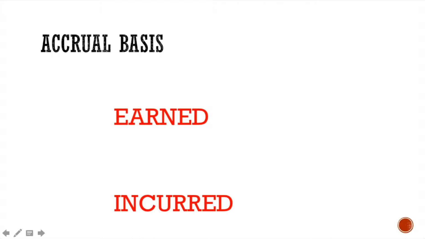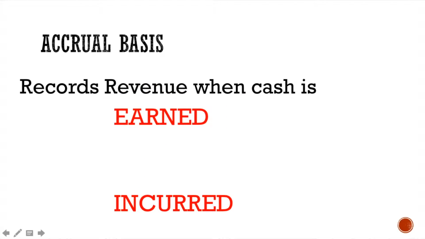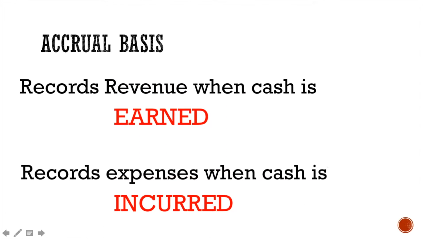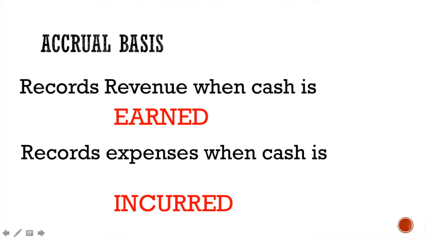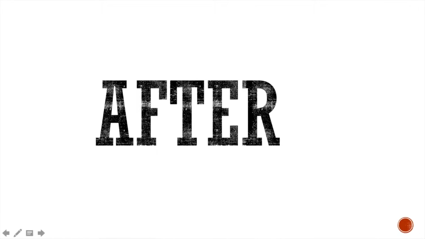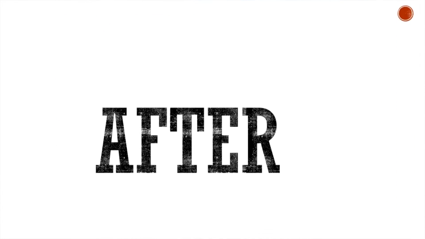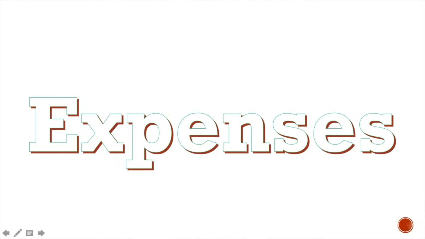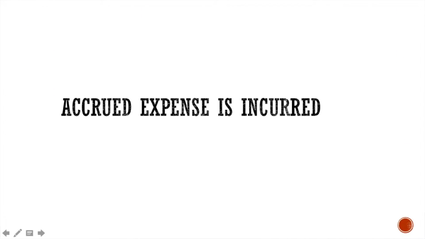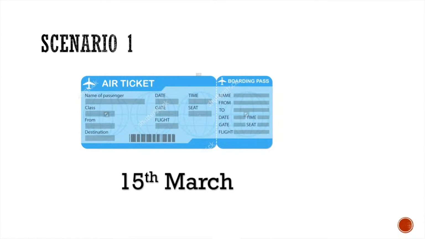Accrual accounting records revenue when it is earned and records expenses when they are incurred. Scenario 3. Cash is received after revenue. Adjusting entry would be accrued revenue is earned. Scenario 4. Cash is paid after expense. Adjusting entry would be accrued expense is incurred. So I'll be demonstrating 2 examples, Scenario 1 and Scenario 3.